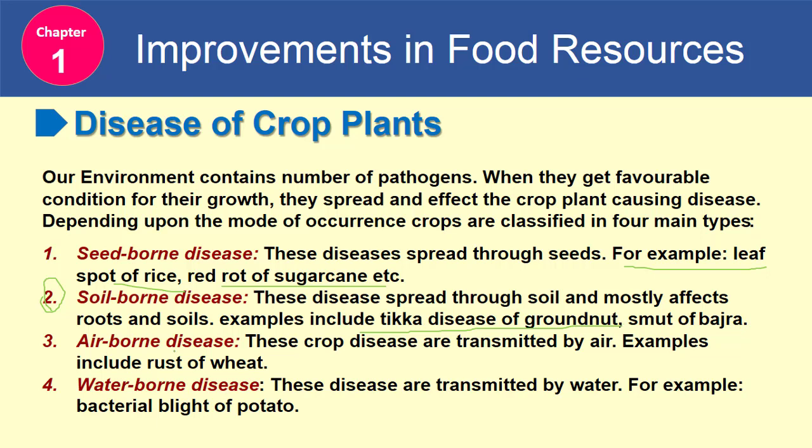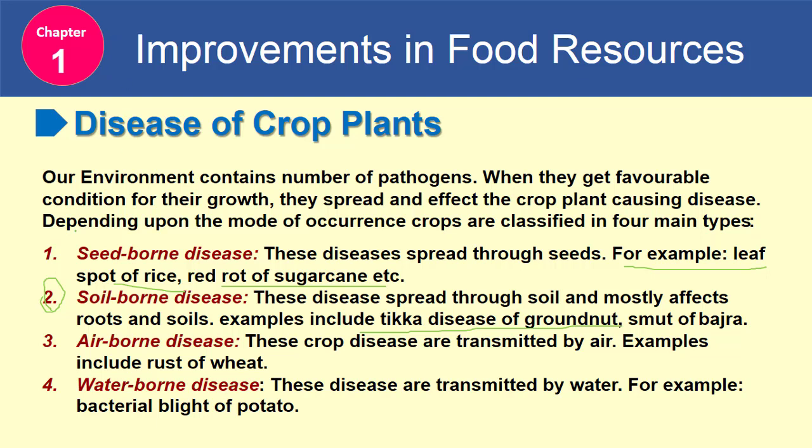Third is airborne disease. These crop diseases are transmitted by air and cause harm to yield. An example of airborne disease is rust of wheat. Fourth is waterborne disease. These diseases are transmitted by water and the examples include bacterial blight of potato.